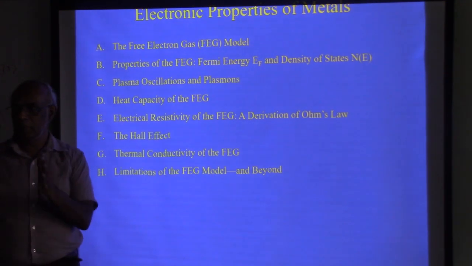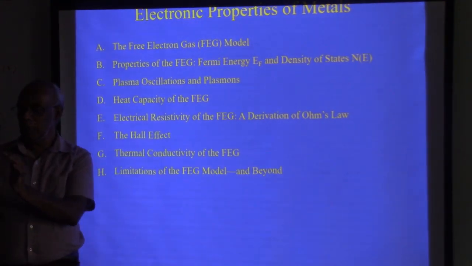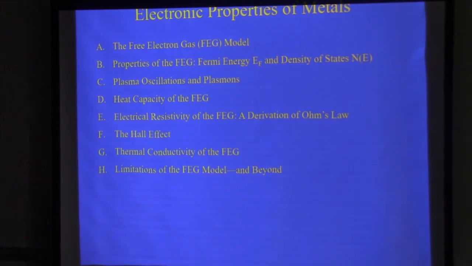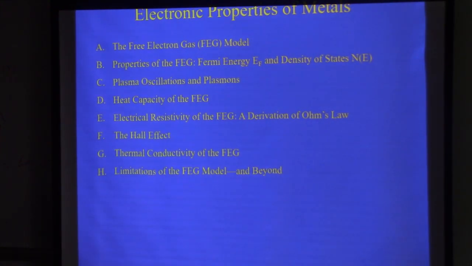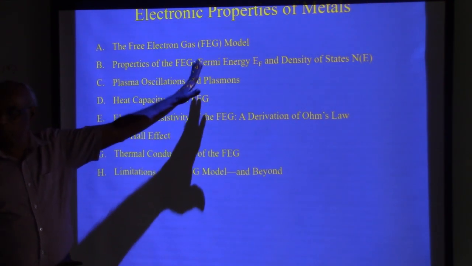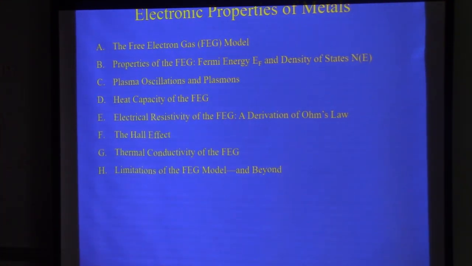So metals, we assume the electrons are free, so they are not tightly bound to the ions. When the electron comes out, we call that the free electron gas model. Very crude model, but it can explain a lot of interesting properties.